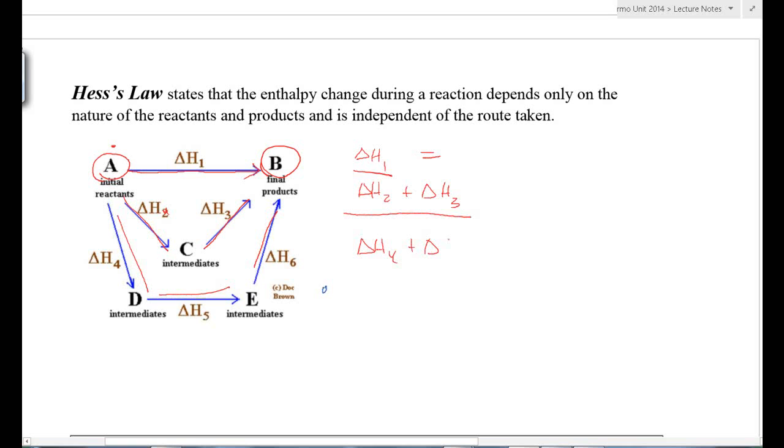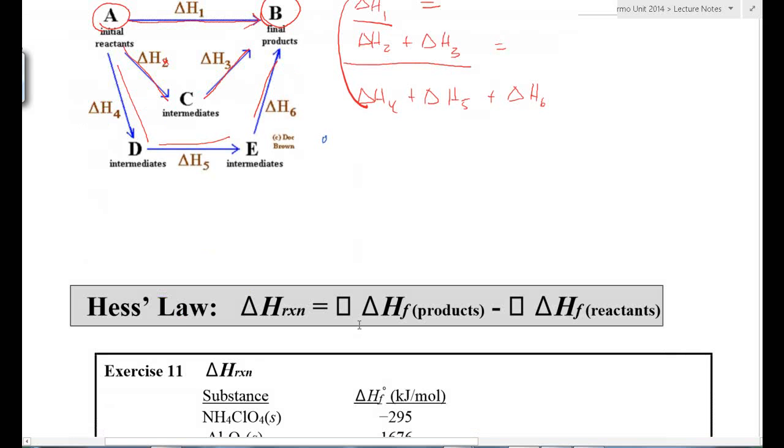are also going to be equal to these. So all of these are equal to each other. Doesn't matter what path I take. All I need to know is what the enthalpy of the reactants are and the enthalpy of the products, and it's the difference in those that's going to give me my enthalpy for the reaction. Okay.